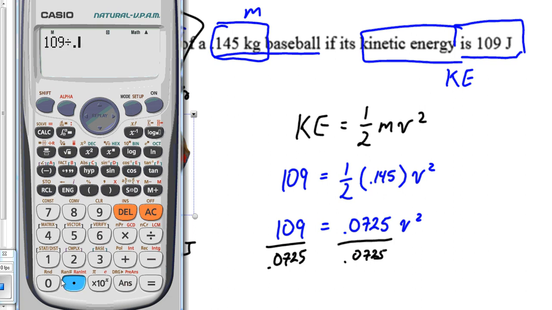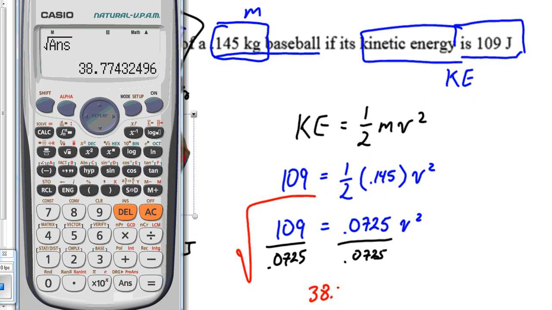109 divided by 0.0725. Now, is this my answer? Is 1,500 meters per second a 3,000-plus mile per hour baseball? That would not make sense. If you work the problem, take a square root. Since this is v squared, you need to make sure for your final answer you take a square root. So square root of that answer, and let's see if this makes more sense. 38.7. Does this make more sense for the speed of a baseball? Yeah, that's like 80, 90 miles per hour. That's pretty common. Okay, I can believe that for a speed of the baseball.